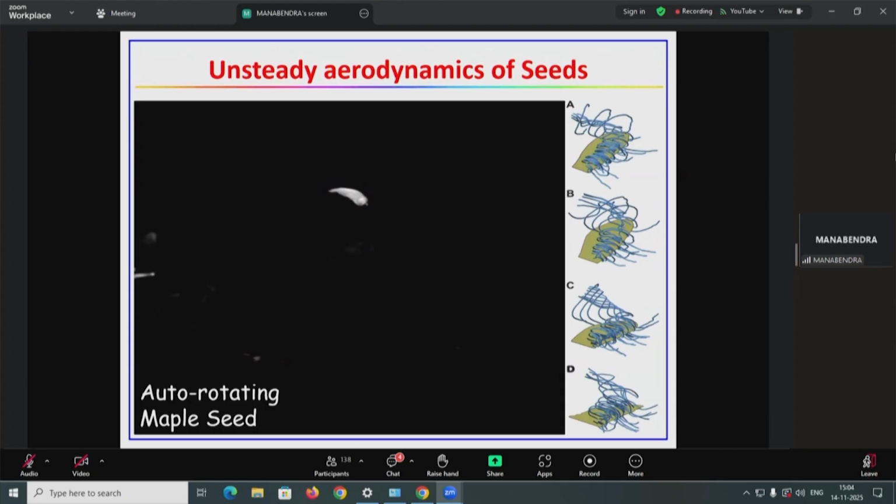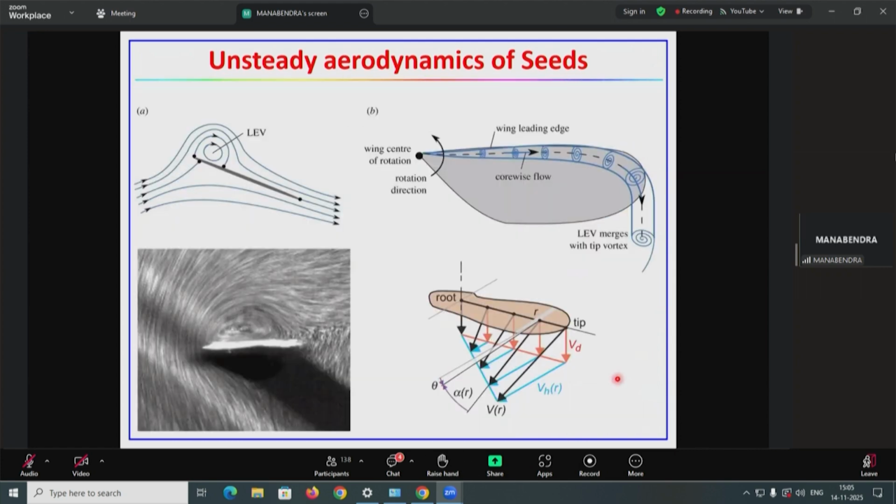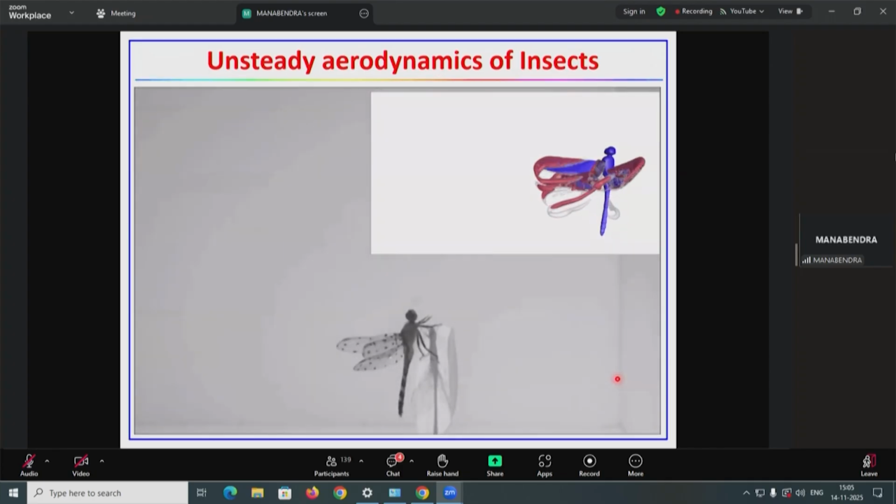So under this study, what we tried to do is, apart from the conventional wind turbine blade design approach, if we borrow the designs from nature, what happens to the performance. So that was the focus of this study. So here you can see the unsteady aerodynamics that happens when a maple seed descends and it falls and it is rotating also at the same time. A little bit of a theory behind that, how exactly it happens.